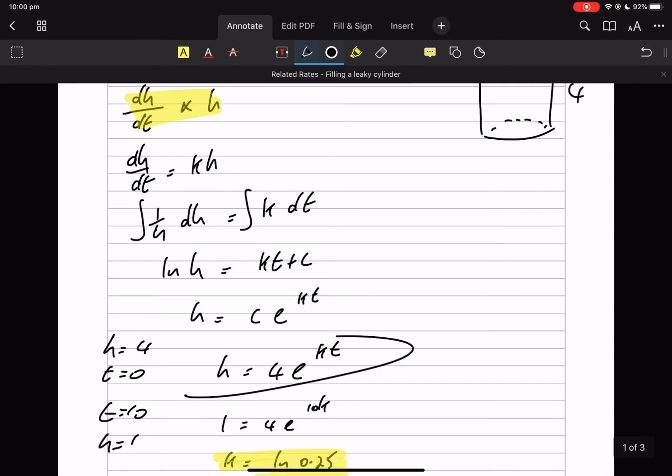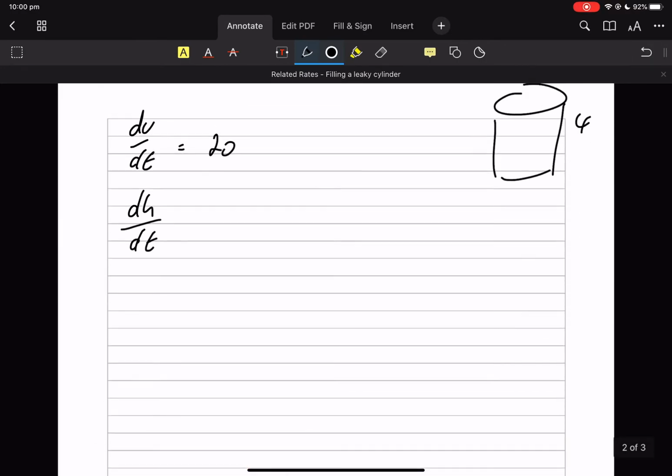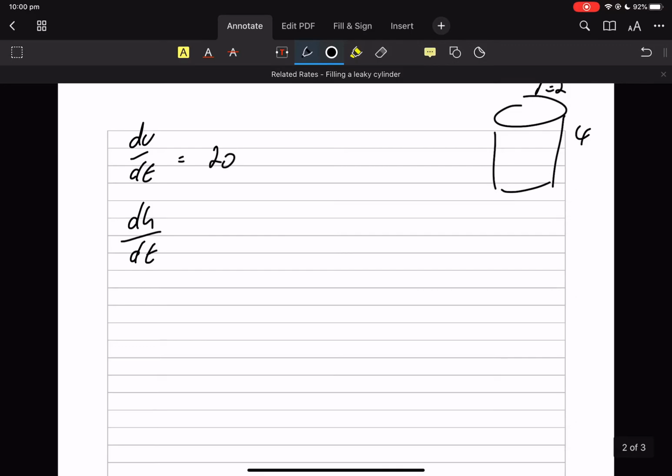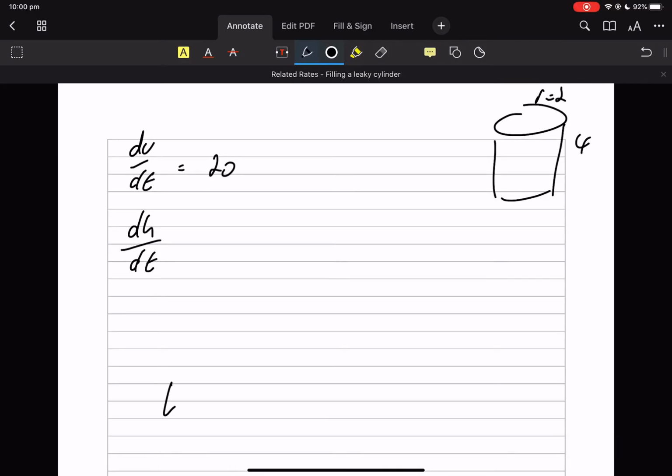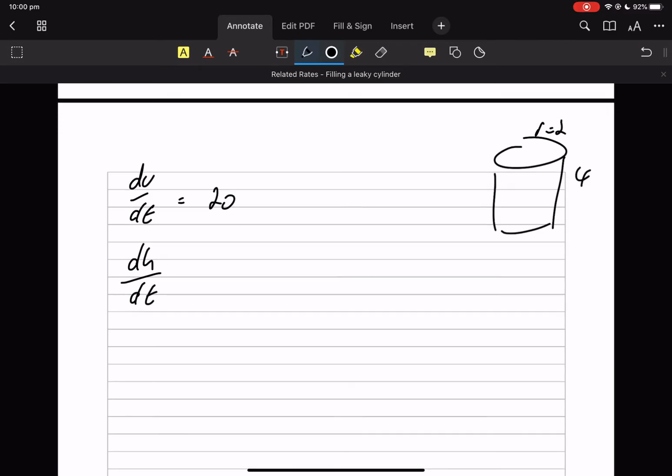Height equals. So I've got to have a dH/dt. And eventually I'm going to have an H equals, and I'm going to set H equal to 4 to get an answer. Okay, so dH/dt. We could probably do this without a differential equation, but where's the fun in that?